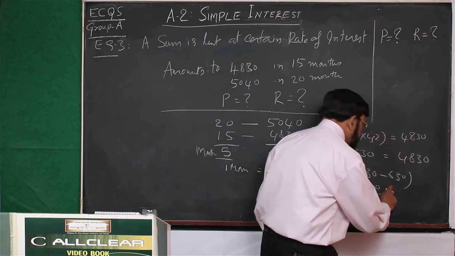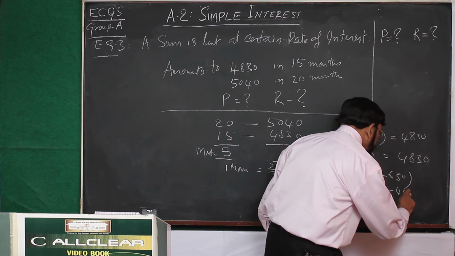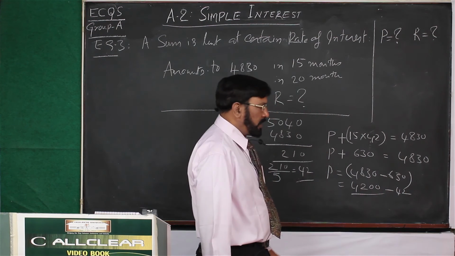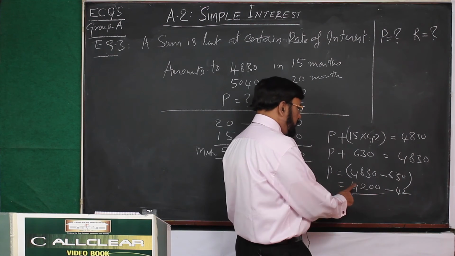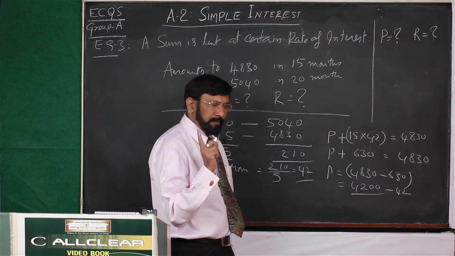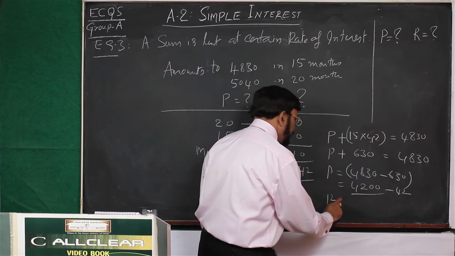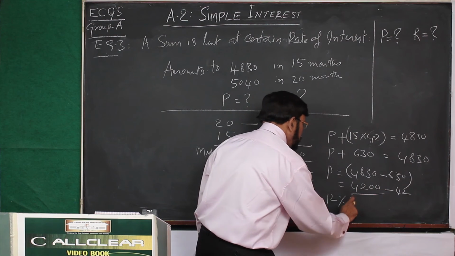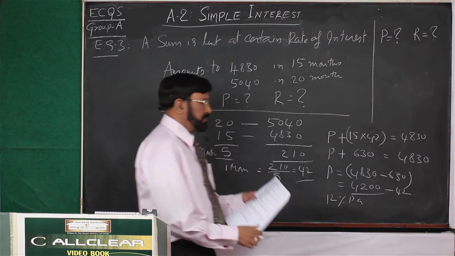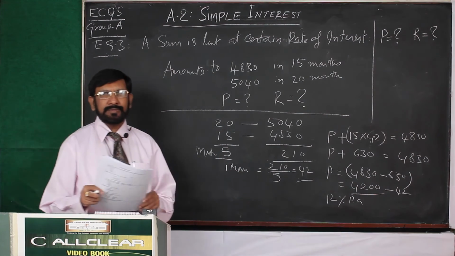On 4,200, how much interest is accrued per month? 42. Then it is 1 rupee per month. Per annum, 1 rupee per month, and per annum 12% per annum. In this way, we have to calculate.